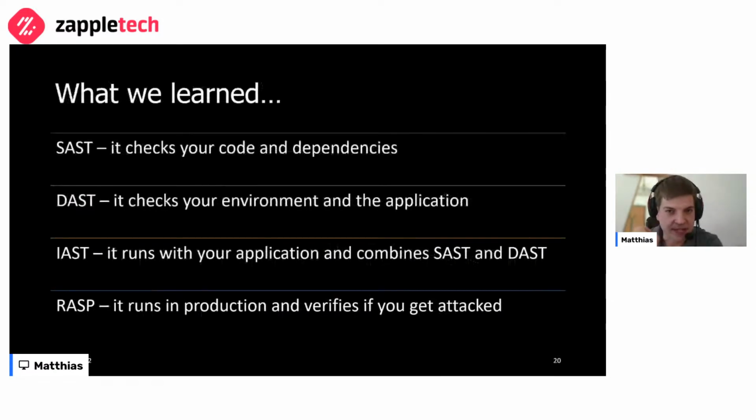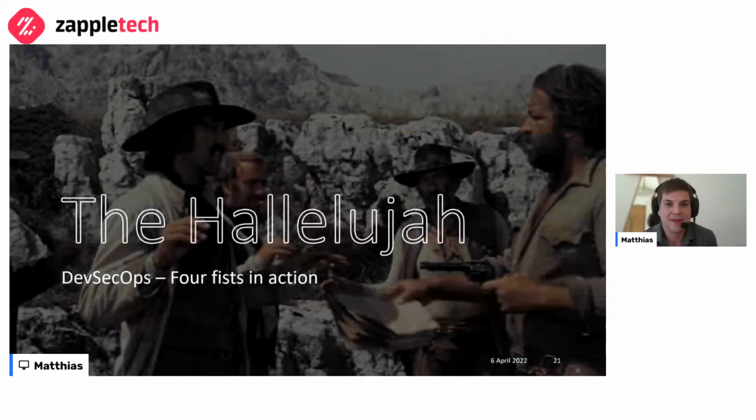Let me summarize the four, and then I can show you how we use them. So SAST checks your code and dependencies. DAST checks your environment and the application. So DAST is black box, SAST is white box. IAST runs with your application and combines SAST and DAST. And RASP runs in production or on your environment and verifies if you get attacked. So those are the four, and of course the hallelujah. So we want to use them.